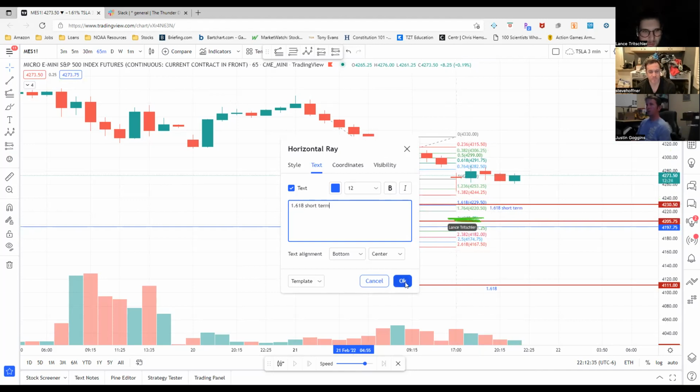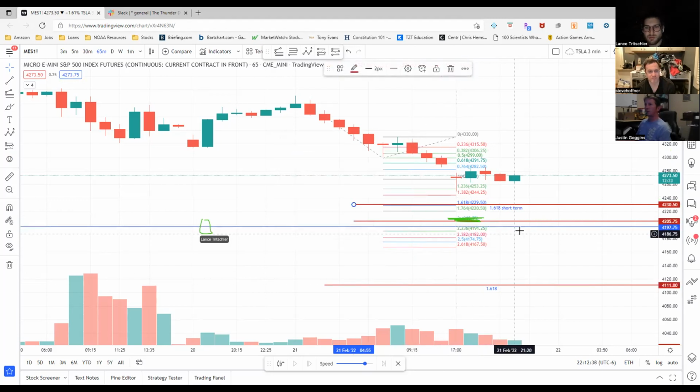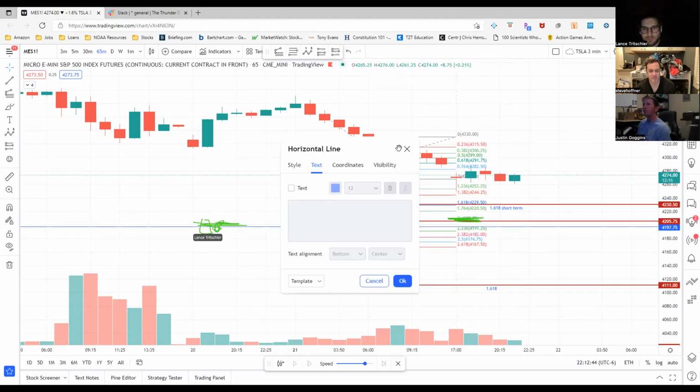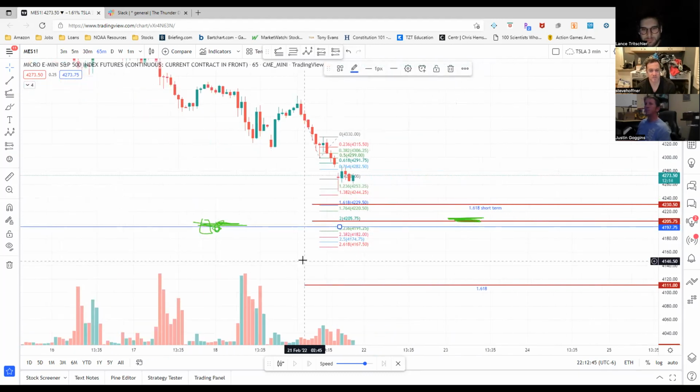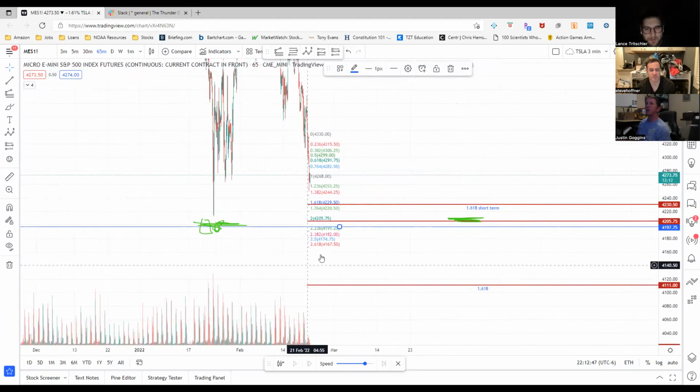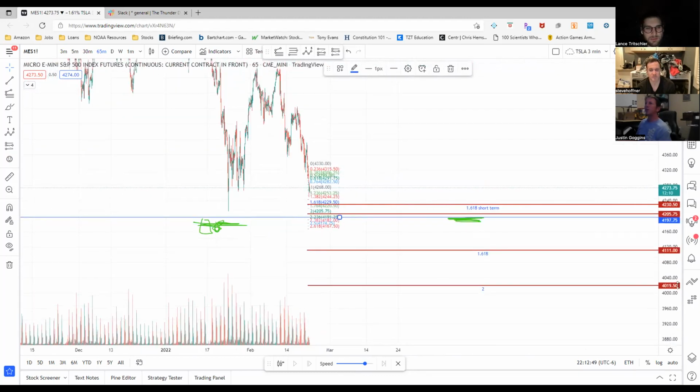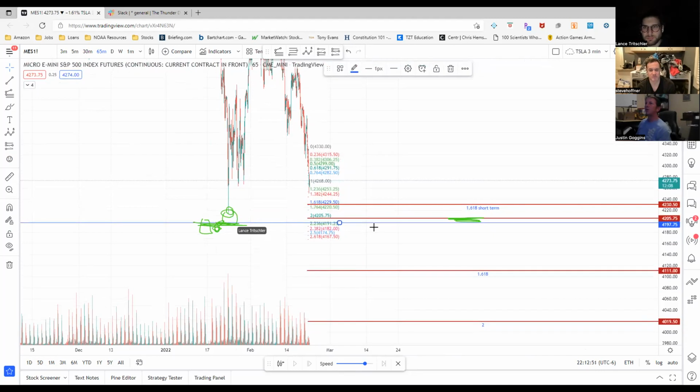What is this blue line right here? This one. Oh, shoot, I don't know. What is that thing? Well, it's down here by this little support level. I don't know what that is. I'll just take that off.